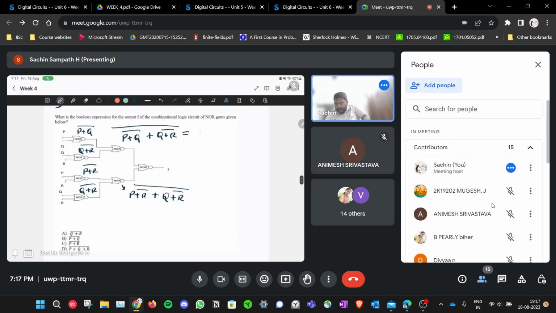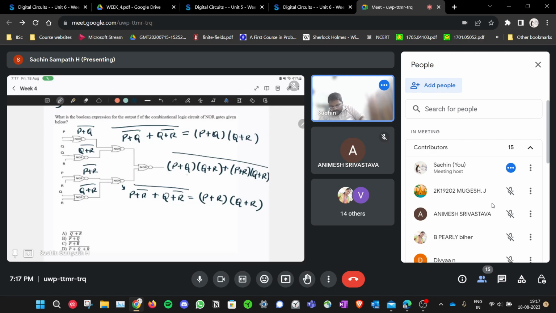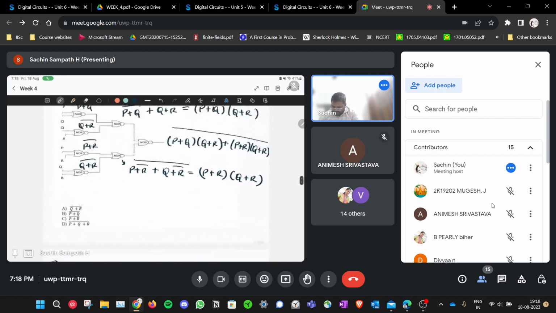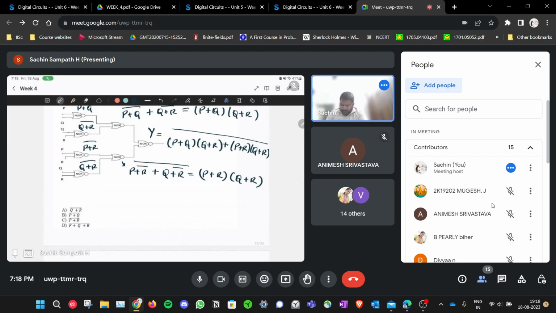This is nothing but P plus Q into Q plus R, and this is nothing but P plus R into Q plus R, and these two things are fed to a NOR gate, so you'll get P plus Q into Q plus R plus P plus R into Q plus R, whole complement. Okay, let's call this Y.